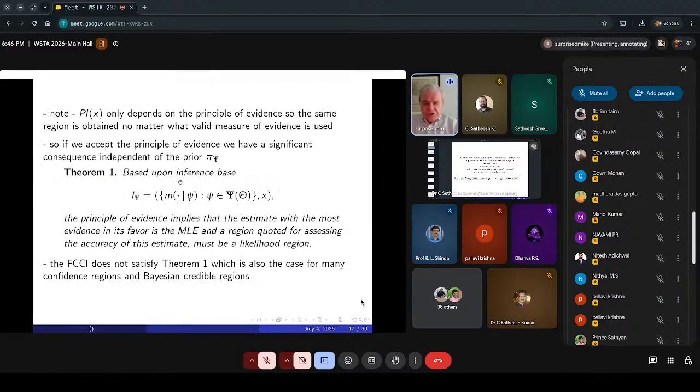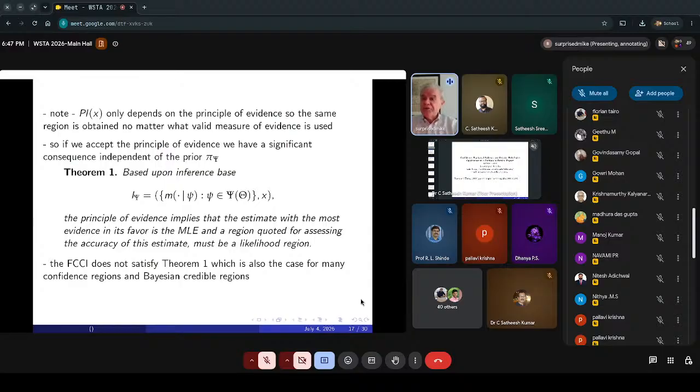So another interesting thing to note here is that the plausible region only depends on the principle of evidence. And what I mean is, if I use another valid measure of evidence, and by a valid measure of evidence, I mean something that agrees with the principle of evidence, there's a cutoff, so I know that if it's bigger than the cutoff, I get evidence in favor. If it's less than, I get evidence against. And so it doesn't matter.